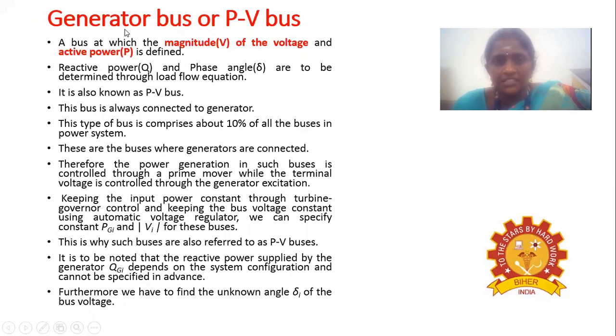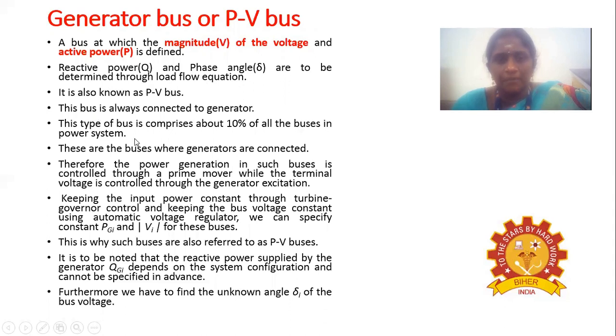Next, we'll see about the generator bus or PV bus. A bus at which magnitude of the voltage and active power are defined is called a generator bus or PV bus. Why is this called a PV bus? Because in this bus, real power and voltage are given. So what are the 2 parameters? Reactive power and phase angle, that we have to calculate using the load flow equations. The bus is always connected to a generator.